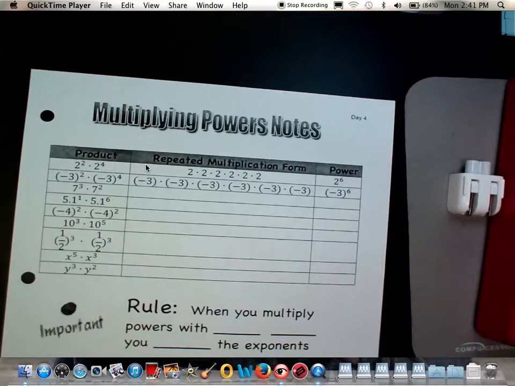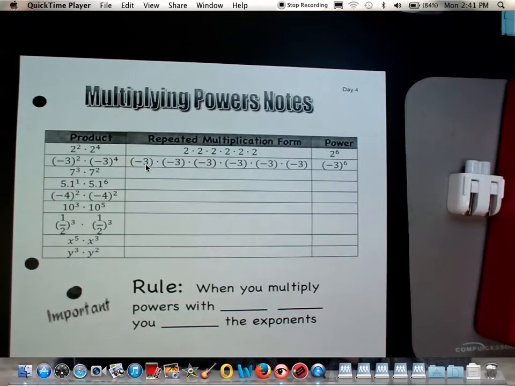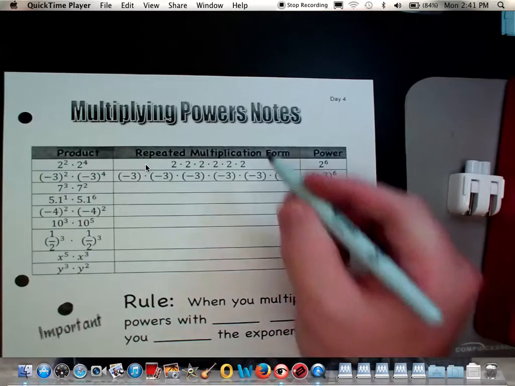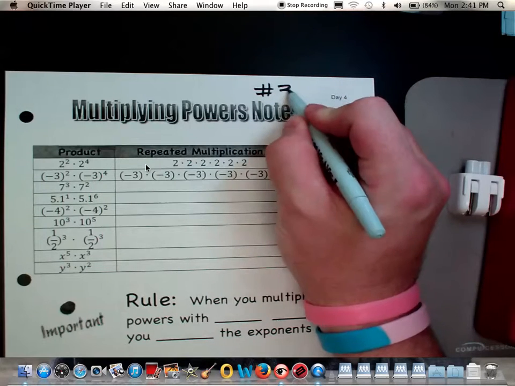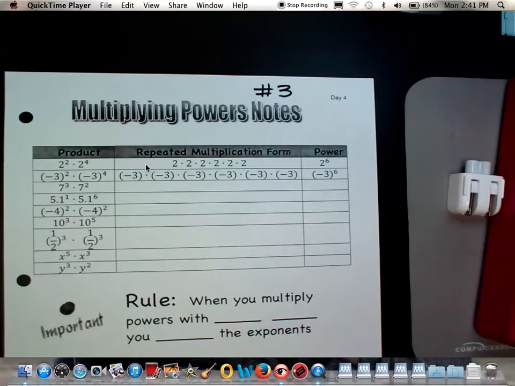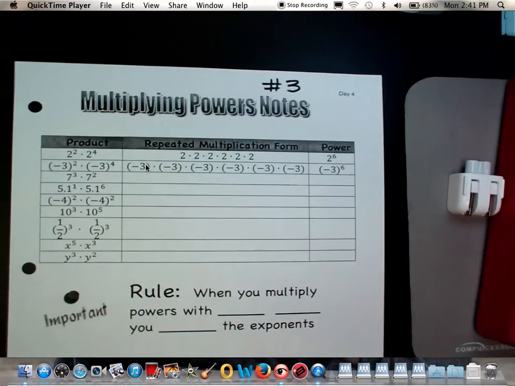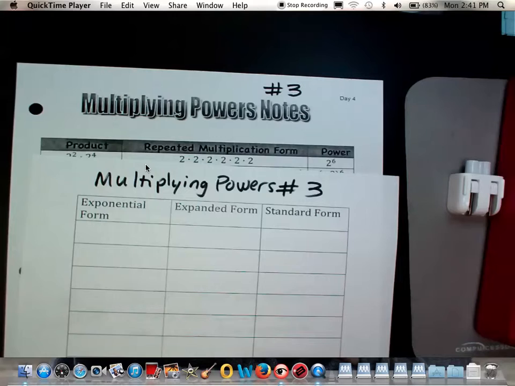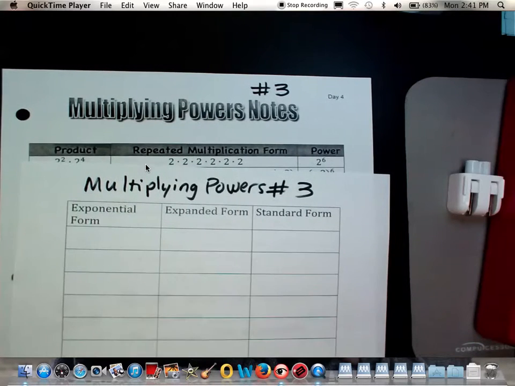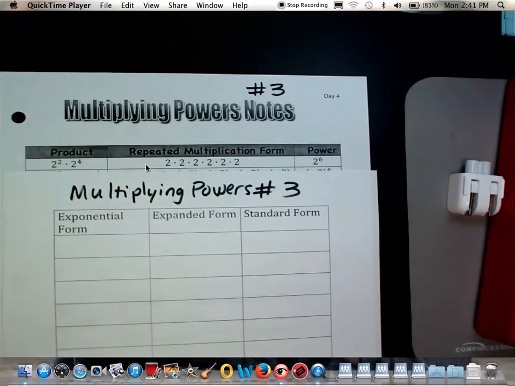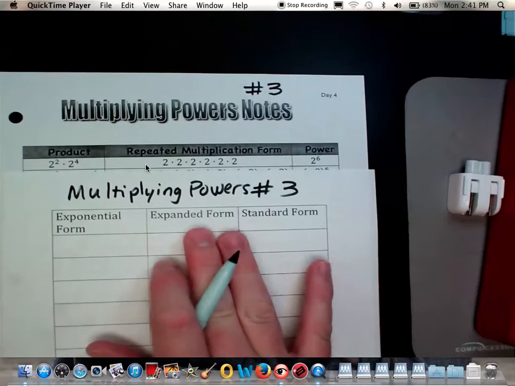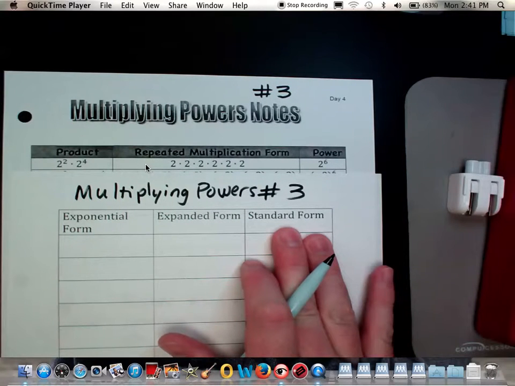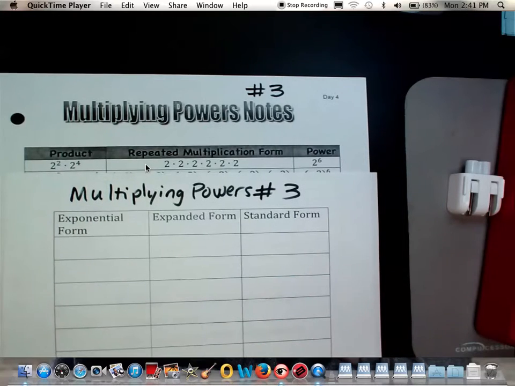So this is our multiplying powers notes. What you need to do here real quick is put a number 3 up here on top. This is going to be our number 3. Then you're going to get one of these papers that's going to look sort of like this, and we're going to put that on top here that comes with it. Multiplying powers number 3. It should be on this type of form. It says exponential, expanded, and standard form in this case. So these are going to be our number 3 notes that we're going to be using.